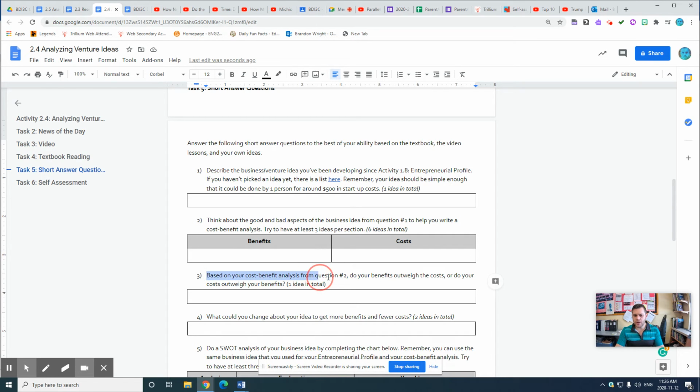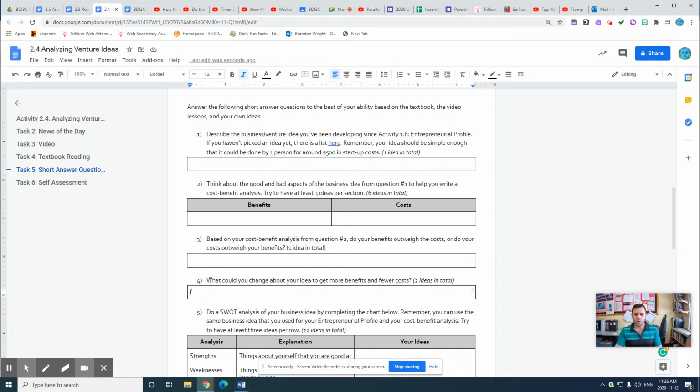And then based on your cost-benefit analysis from question 2, do your benefits outweigh your costs or do your costs outweigh your benefits? So ideally you want to have your benefits outweigh your costs. That will make it a good idea. So make sure that try to have more good things than bad things in your business idea.